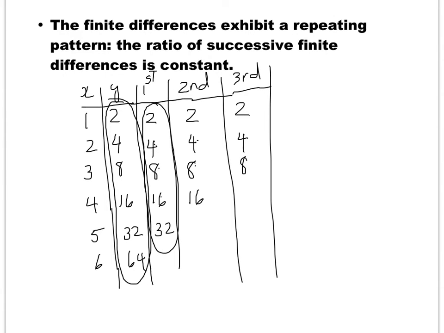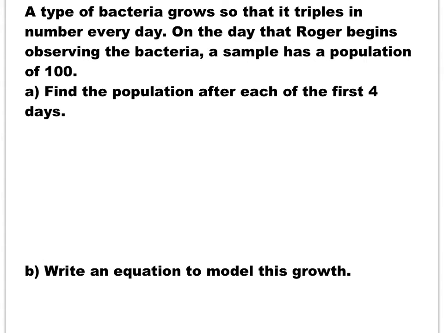The first example, we have a bacteria which grows such that it triples in number every day. On the day that Roger begins observing the bacteria, a sample has a population of 100. We are supposed to find the population after each of the first 4 days. So let's represent D with day number and P for population.